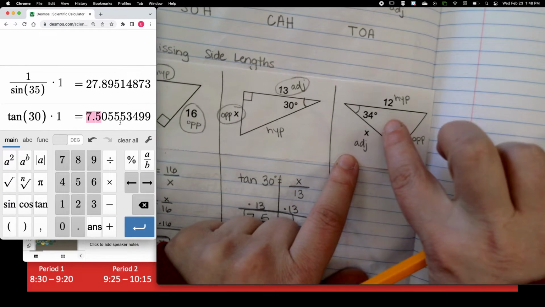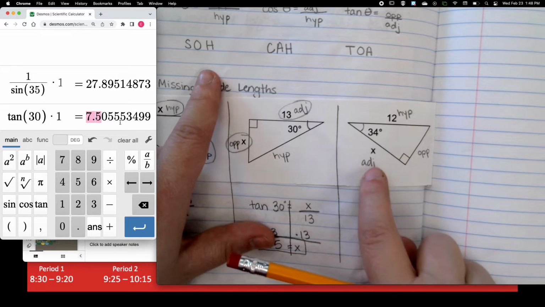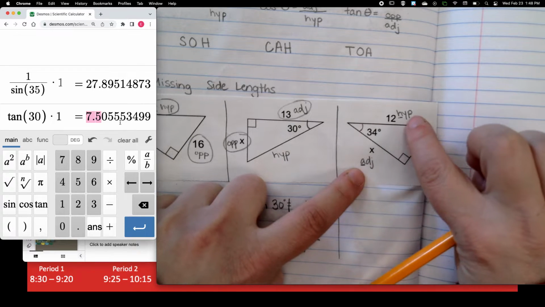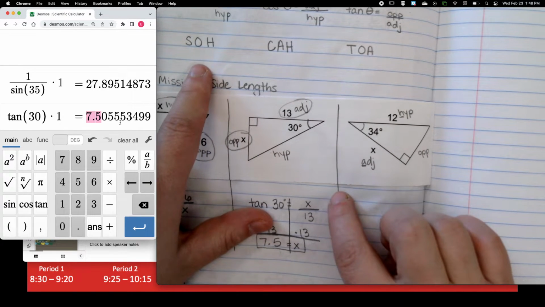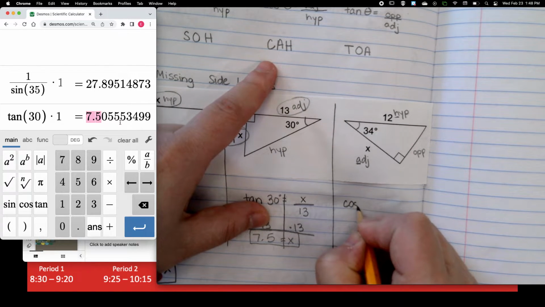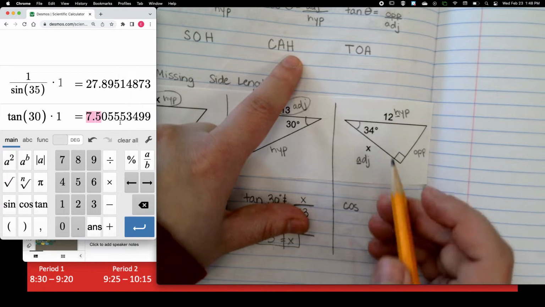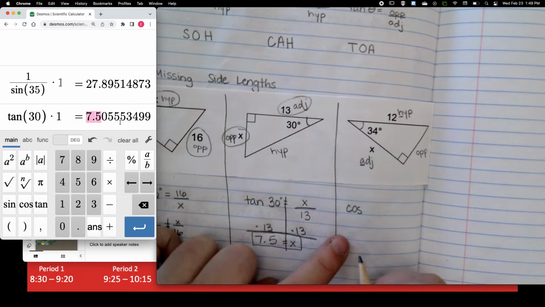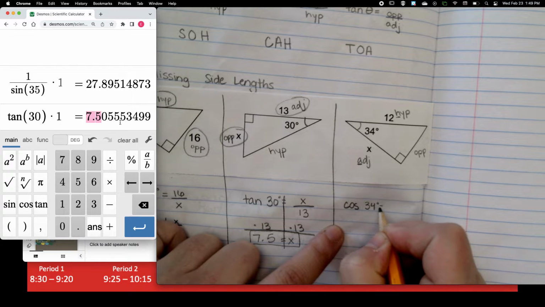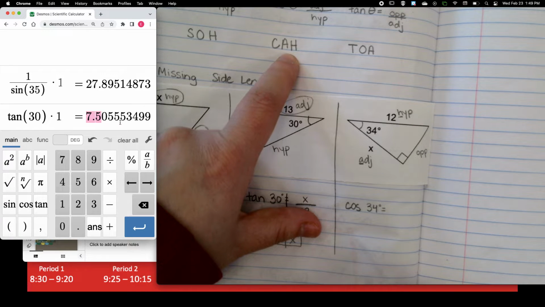Okay, so we have adjacent and hypotenuse. So between SOHCAHTOA, which one has an A for adjacent and an H for hypotenuse? It has to have both those things. Good, cosine. So we're going to use cosine because it has both an A and an H. So we're using adjacent and a hypotenuse. So cosine of, what's the angle? 34 degrees. And cosine is A over H, adjacent over hypotenuse.